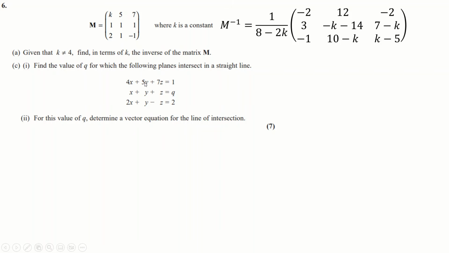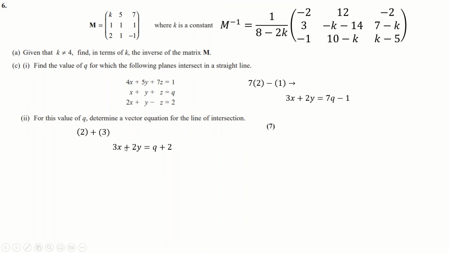So what I can do is say, well, if it's consistent, then let's eliminate one of these variables. If I do 7 lots of the middle one, take away the top one, I get 3x plus 2y, nothing, 7q minus 1. That's 7 lots of this minus this. And then I think I did this one plus this one, 2 plus 3? Yeah, this one plus this one gives me this.